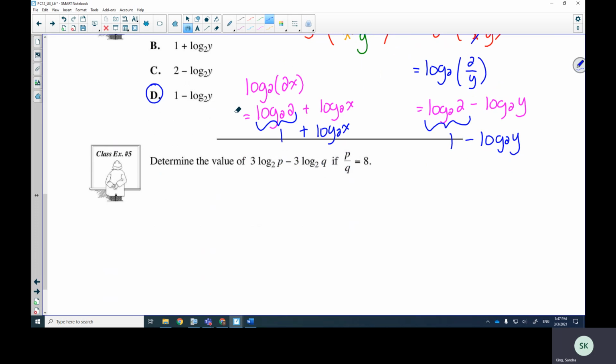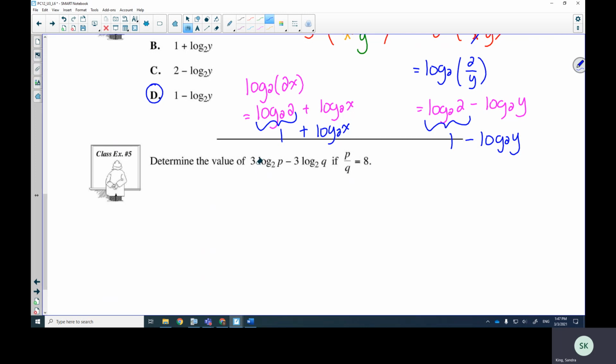Last class example for this part, and then I'll do one homework question with you, and then I'll give you some time to do a couple other questions. This one right here: 3 log base 2 of p minus 3 log base 2 of q. We only want to do the product law and the quotient law if your log has a coefficient of 1 in front of it. Then we're going to do the laws.